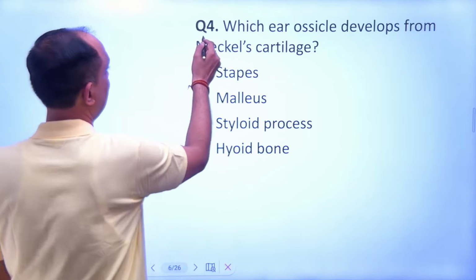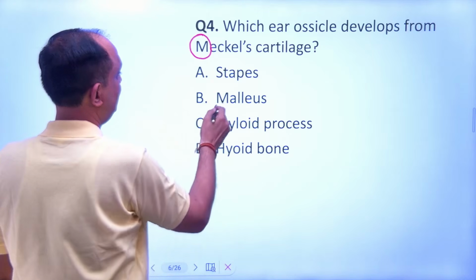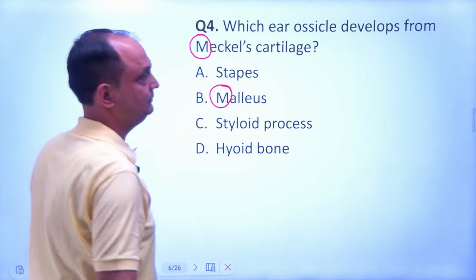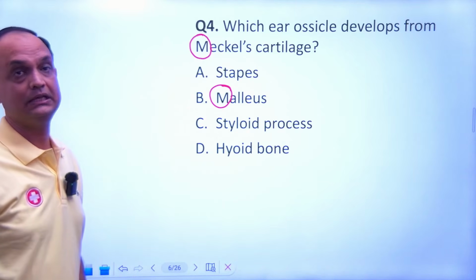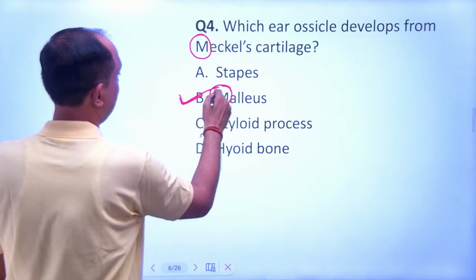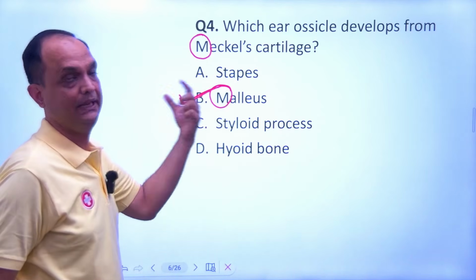Next question, which ear ossicle develops from Meckel's cartilage? So dear students, you have to remember that M for Meckel's, M for malleus, and apart from that it also gives rise to the incus also. So answer B, the Meckel's cartilage gives rise to the malleus.